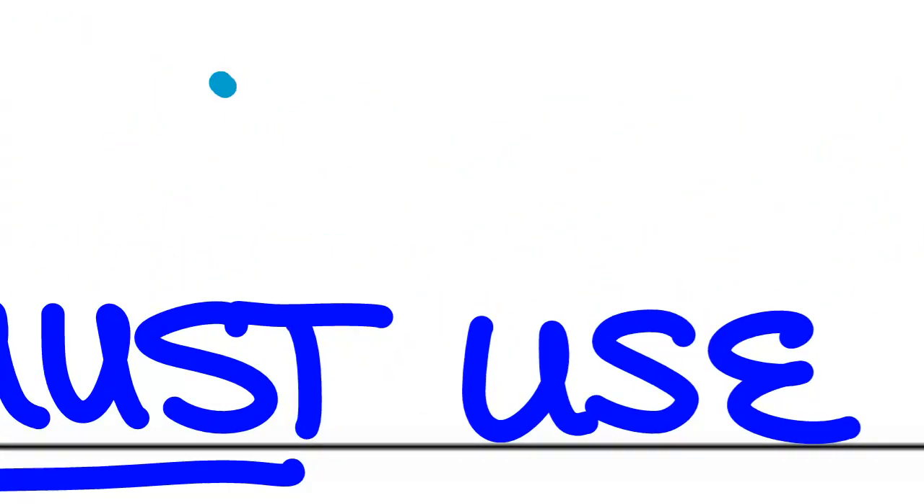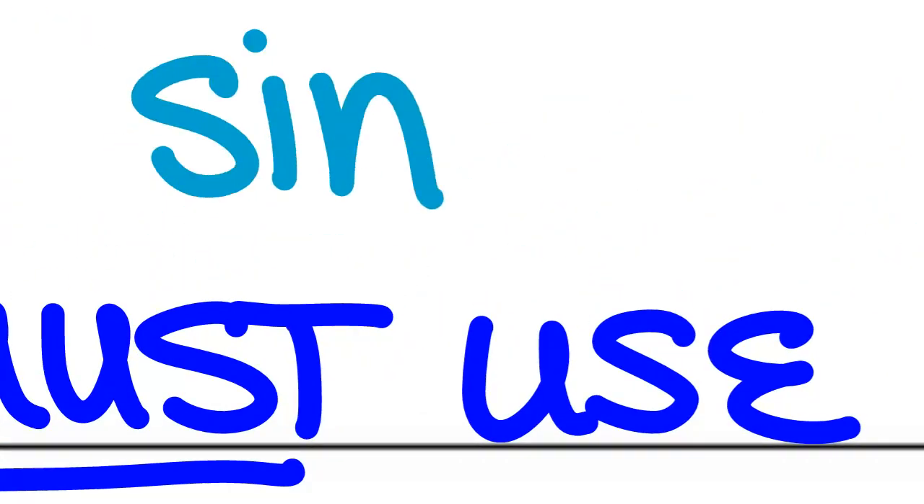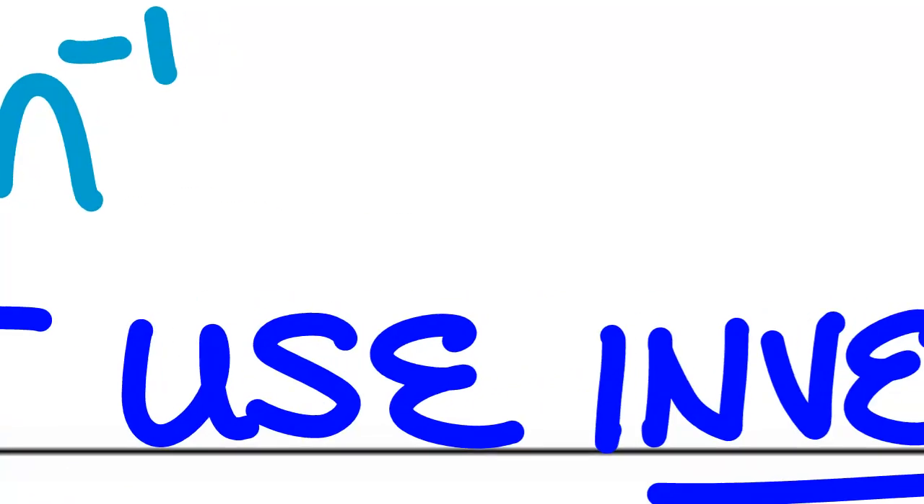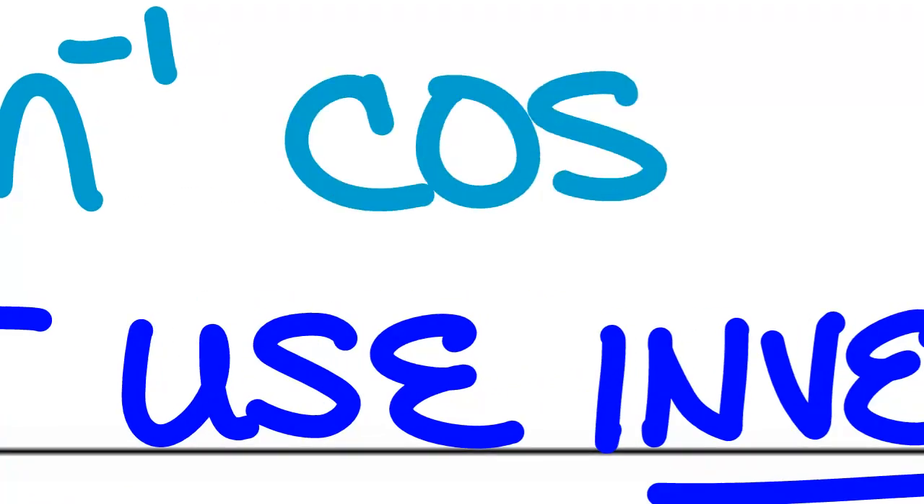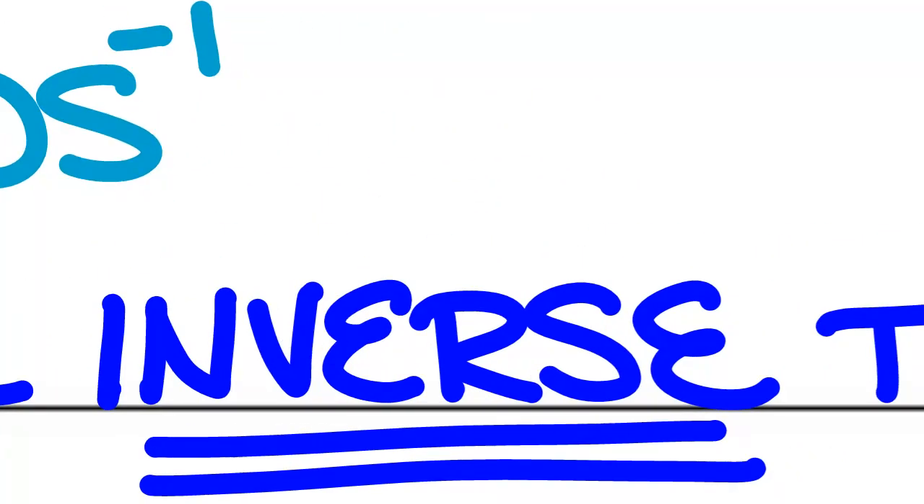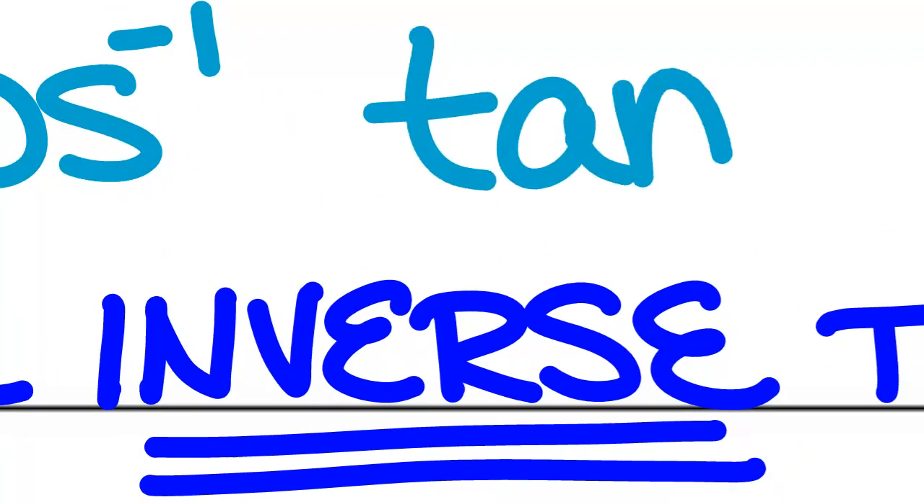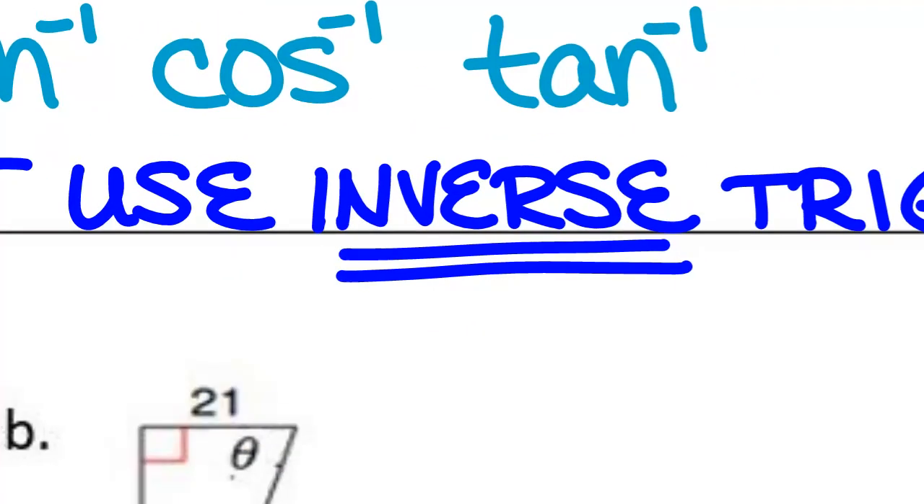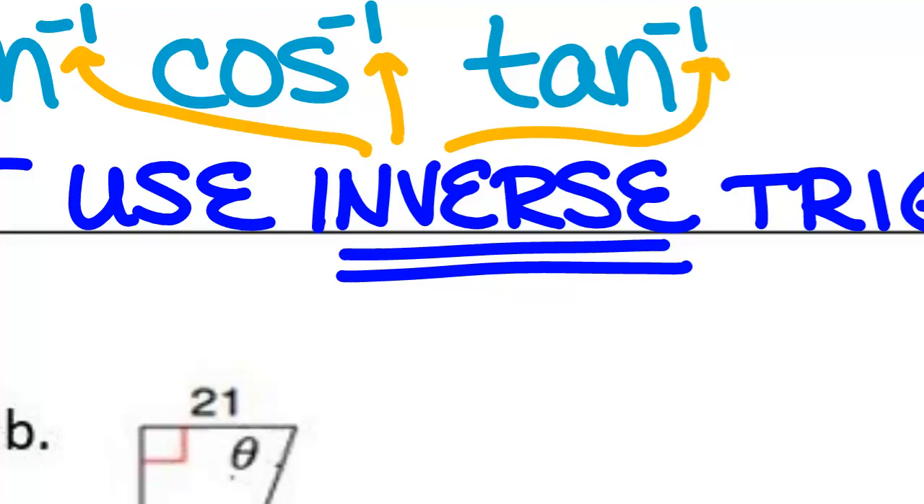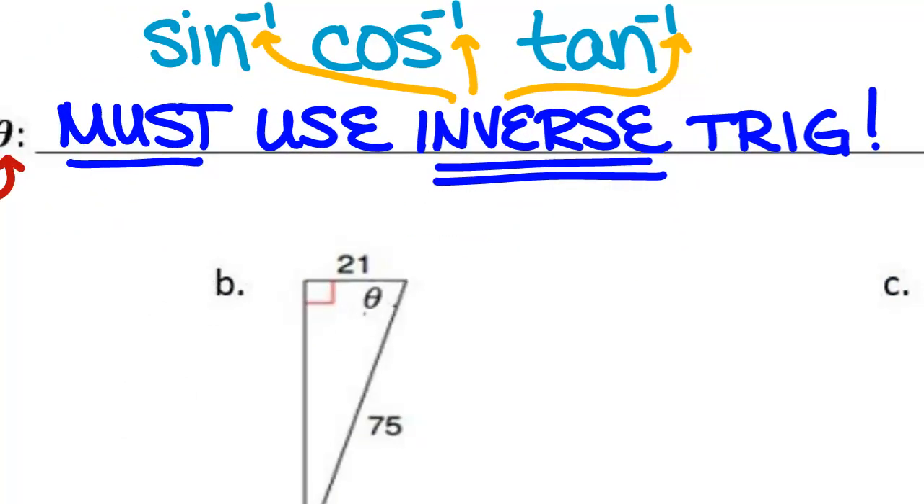So we are going to use inverse sine, inverse cosine, and inverse tangent. These little -1 symbols are what mean inverse. So if it's just TAN without the little -1, that's regular tangent. If it's TAN with the little -1, then it is inverse tangent.